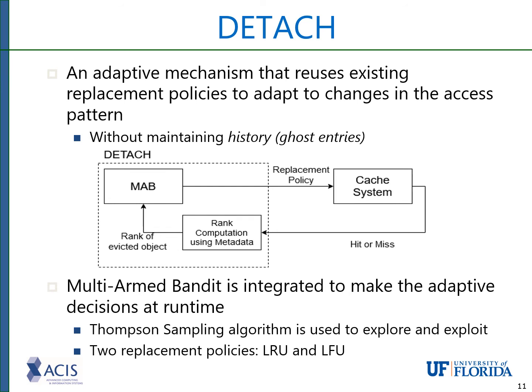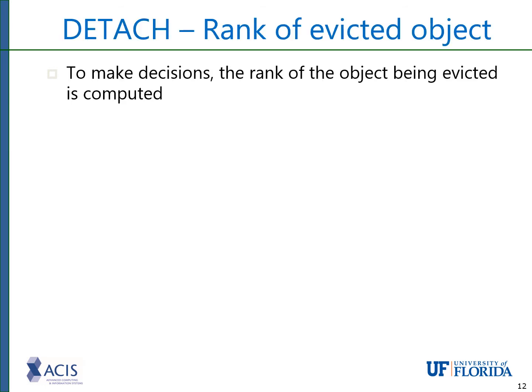Multi-armed Bandit is integrated as the controller to make the adaptive decisions at runtime, and the Thompson sampling algorithm is used to switch between the exploration and exploitation phases of the multi-armed Bandit. We focus on two replacement policies in this work, LRU and LFU. However, note that other replacement policies could be integrated with this work as well. Let's see how the rank of the evicted object is used by MAB towards decision making.